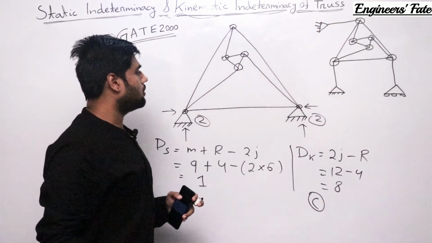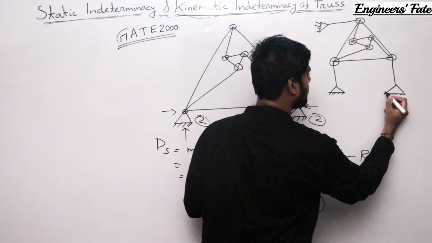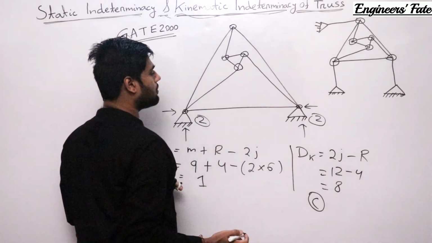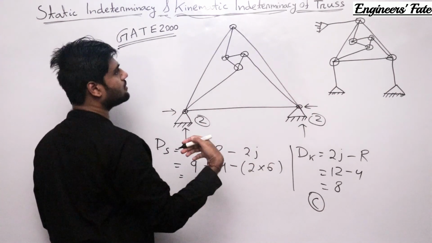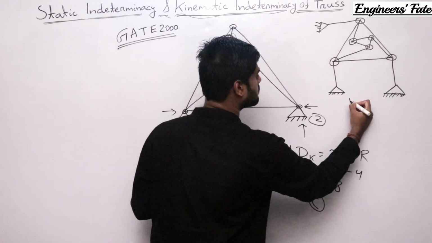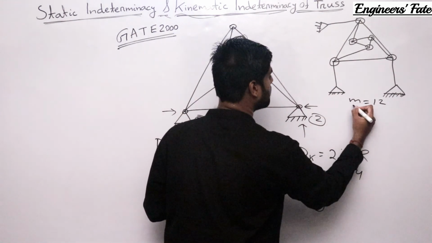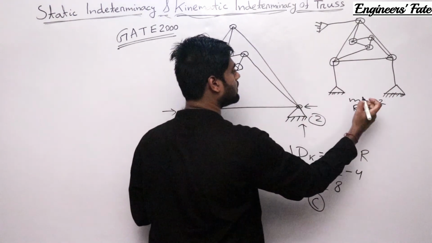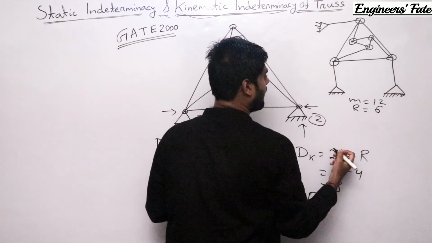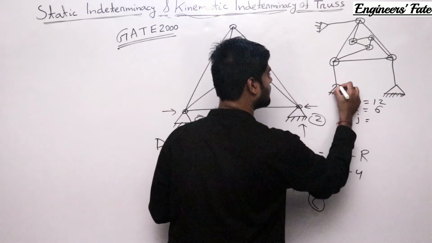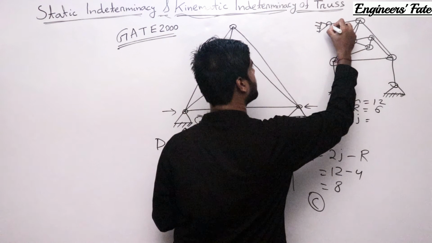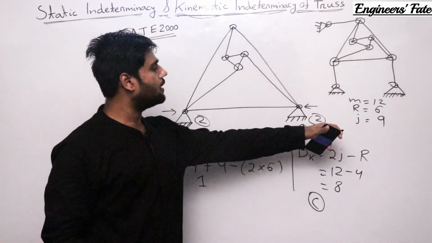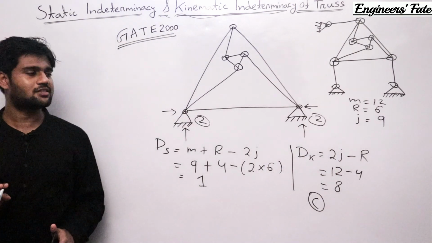So I hope you can solve this question. So here, how many members are there? Members will be plus 3 more members, which means members will be 12. And how many reactions are there? Reactions: 2 plus 2, that is 4, plus 2 here, that is 6. And how many joints are there? Joints will also increase by 3, that is 9 joints. So you can find ds and you can find dk. So I hope this thing is clear.